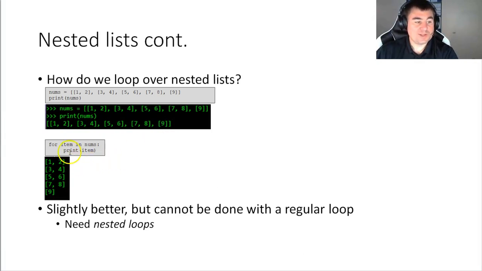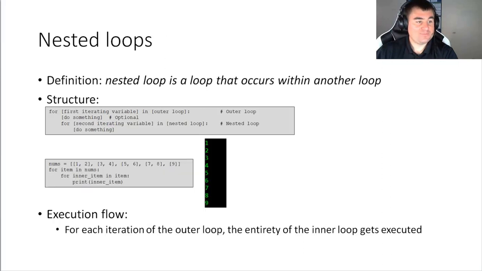And if we do what I just said, if we do for item in nums, print item, we do not get the numbers themselves. We get the 5 elements, each of which is in fact a list. So we get list number 1, list number 2, list number 3, and so forth, which is slightly better than this list of lists, but we cannot access individual integers with a normal for loop, right? Because the normal for loop only goes 1 step deep, and this list is 2 steps deep. We need what's called nested loops to loop over nested lists or other data types. And this is the structure of nested loops.